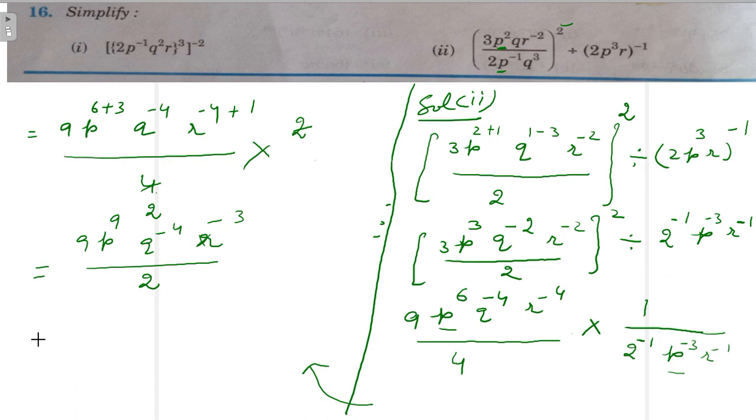So if we want to make all these positive, to bring them down, 9p raised to power 9, upon 2, q raised to power 4, r raised to power this one. So this is your final answer.